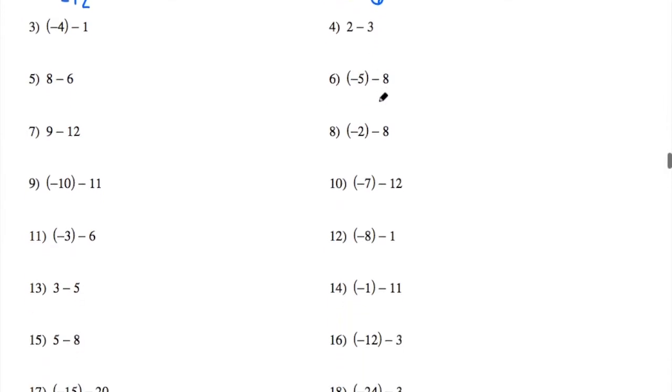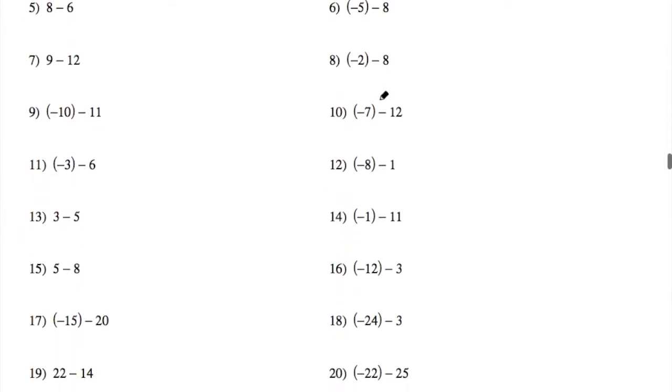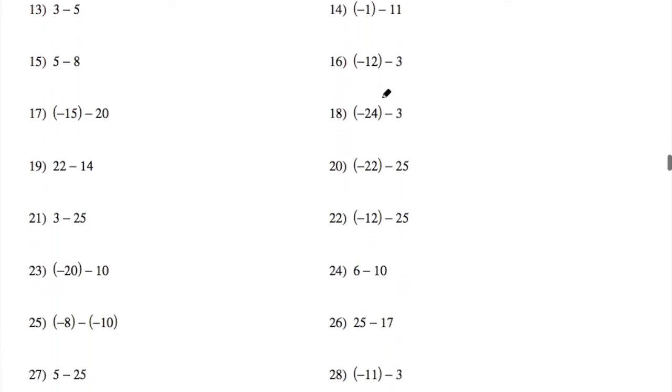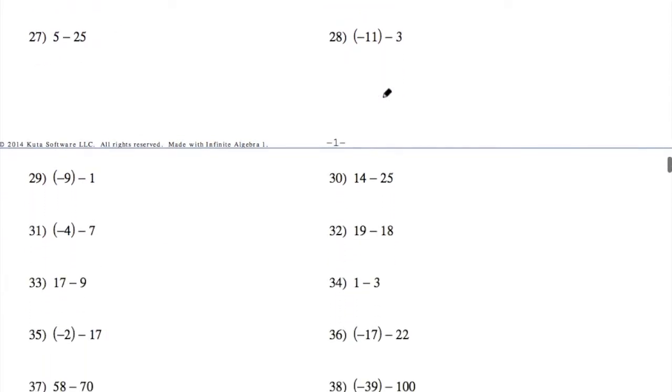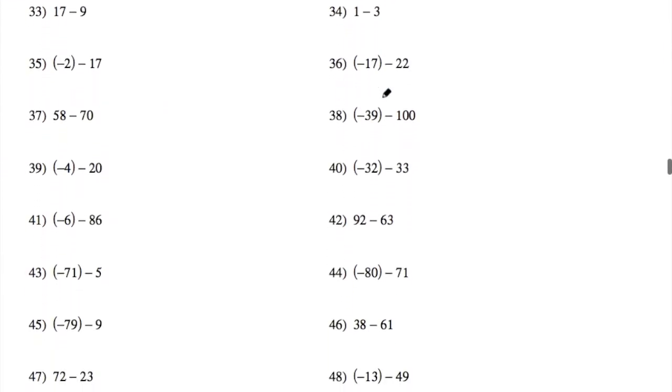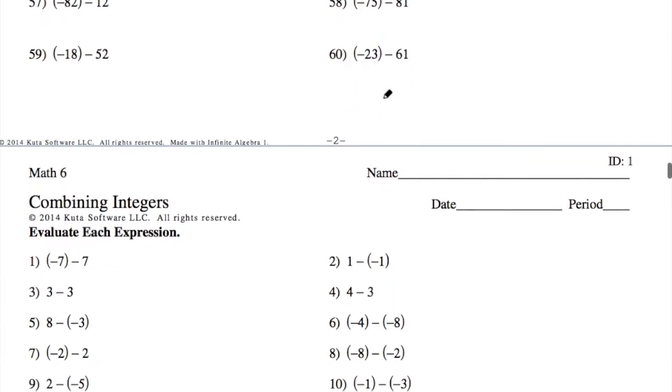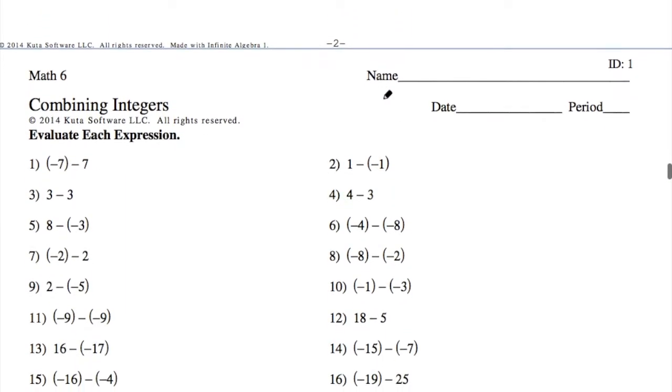So for the most part, the problems on this page should be straightforward. Either we've got positive and negative, or we've got 2 negatives together. But let's keep moving on to some more challenging examples below. So on this worksheet is where we start to see some double signs taking place.